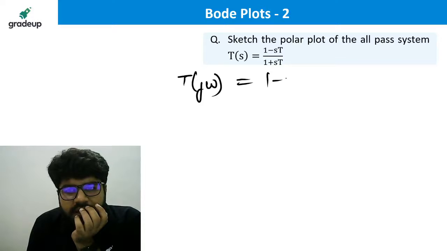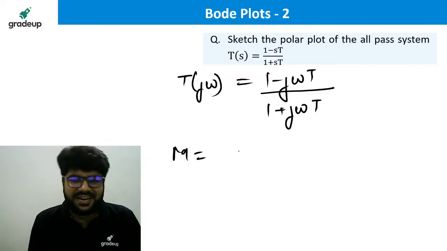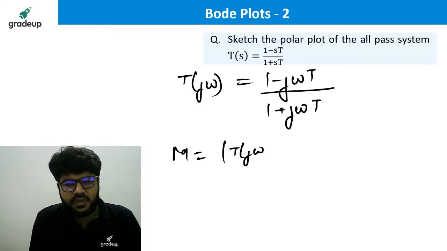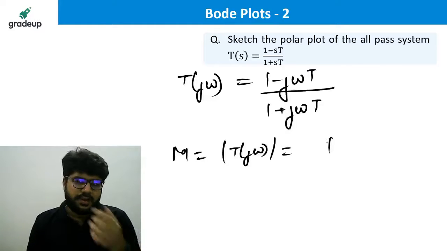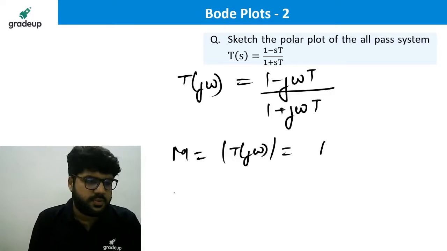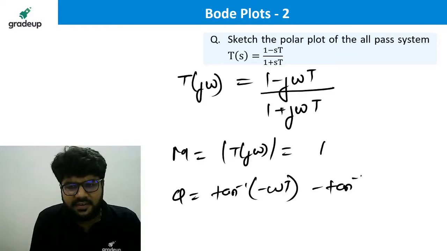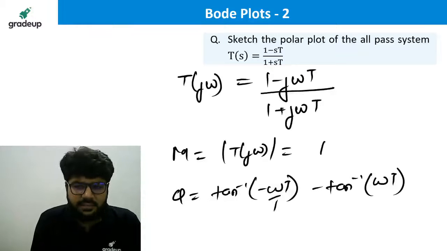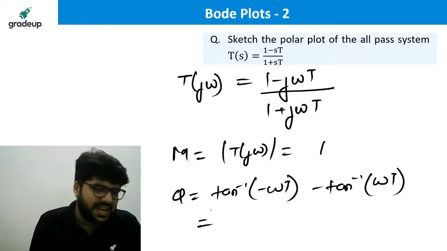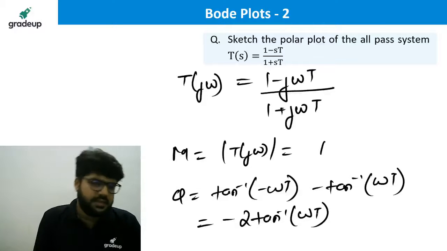T of j omega is (1 minus j omega T) divided by (1 plus j omega T). First of all, what is the magnitude? Magnitude means mod of T(j omega), and that is just 1 because it is all pass. Root over (1 plus omega square T square) divided by root over (1 plus omega square T square). Phase is tan inverse of minus omega T minus tan inverse of omega T. So overall it is minus 2 tan inverse omega T.